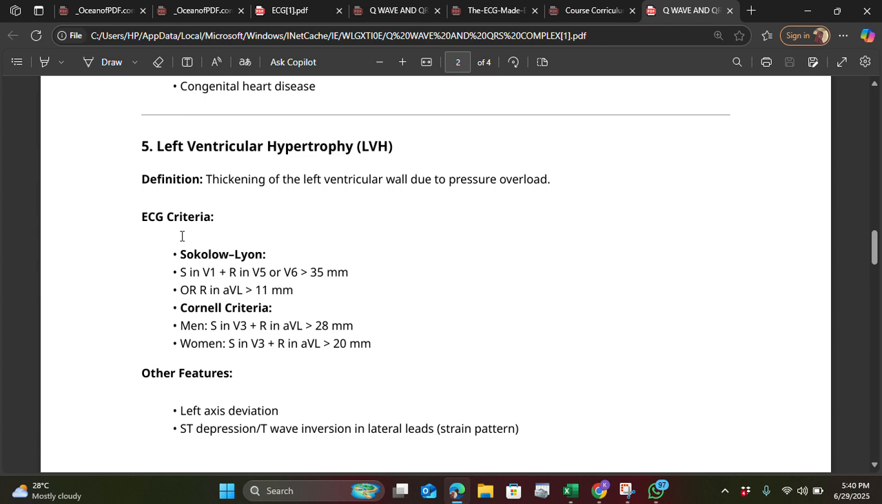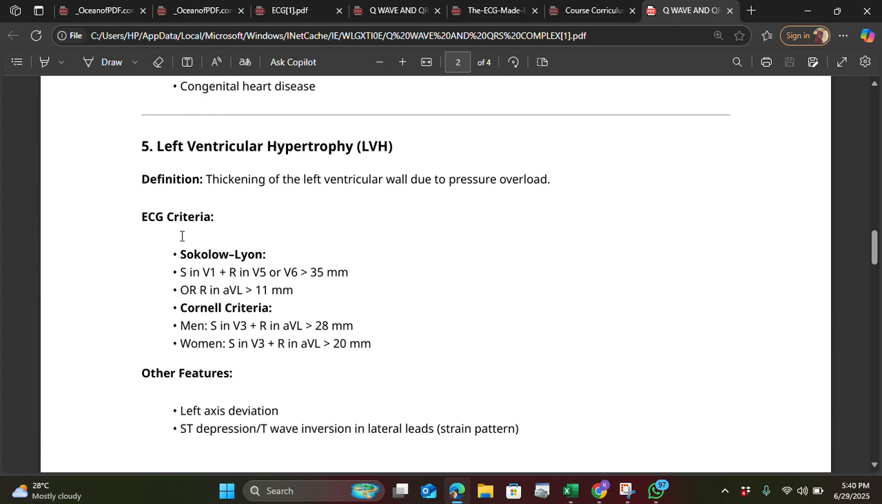For Sokolow-Lyon, you have to check your S wave in V1 plus R wave in V5 or V6. From V1 to V6, there's something you need to hold. In V1, your S wave has to be taller than R wave. For V2, the S wave is going to be reducing and your R wave is going to be increasing little by little. V3, S wave reducing, R wave increasing. V4, S wave reducing, R wave increasing. In V5 and V6 you see short S waves and really tall R waves.